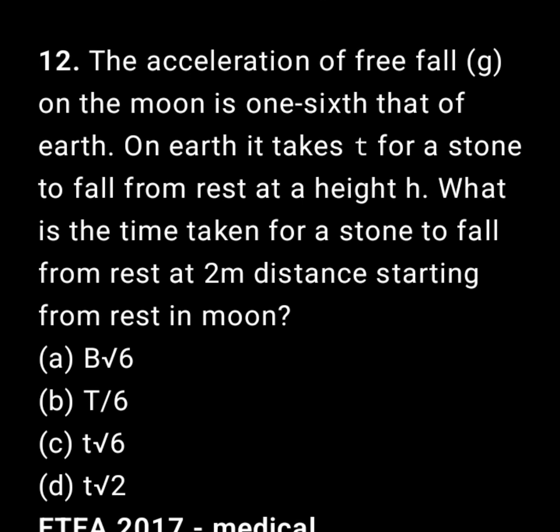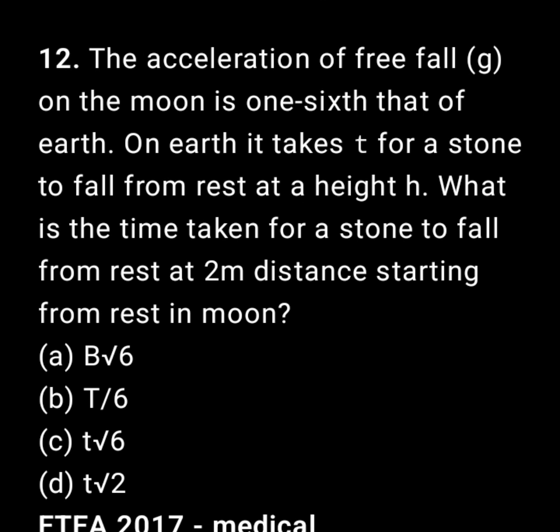12. The acceleration of freefall g on the Moon is 1/6 that of Earth. On Earth it takes t for a stone to fall from rest at a height h. What is the time taken for a stone to fall from rest at the same height on the Moon? A. t/√6, B. t/6, C. t√6, D. t√2, ETA 2017 Medical.